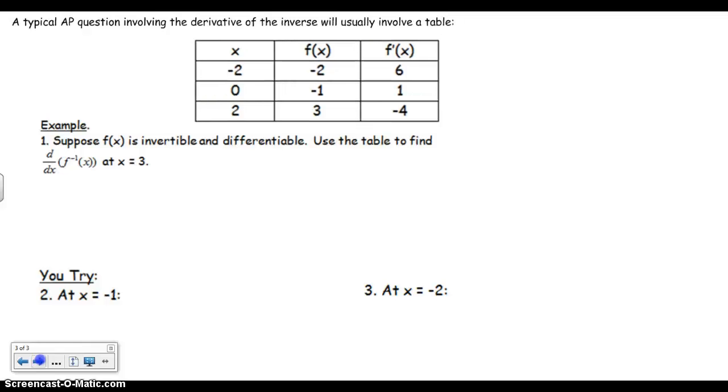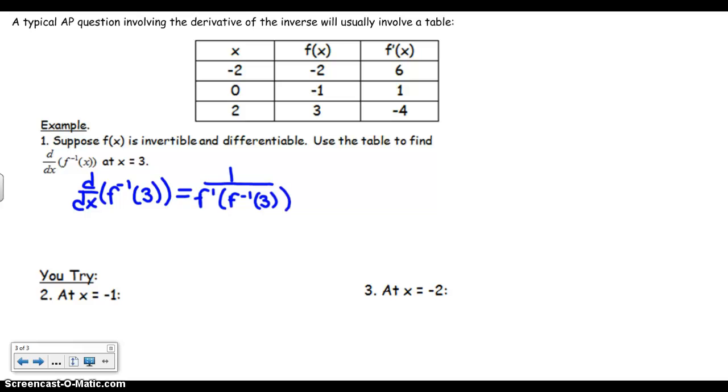They don't actually give you a function. They give you a table of values, and it'll have to have at least an x column, an f column, and an f prime column. So example 1 says, suppose f of x is invertible, that just means it has an inverse, and differentiable, means it has a derivative. Use the table to find the derivative of the inverse of f at x equals 3. So again, we know we want to find the derivative of f inverse at 3. And that's going to be equal to 1 over f prime at f inverse of 3.